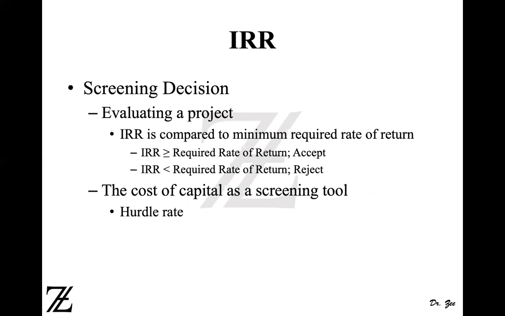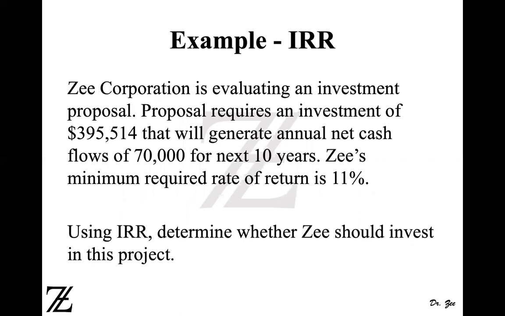Now, if you accept the other 7 projects, then which project you're going to invest in first, second, and third depends on your ranking decision, and IRR also does the ranking decision, which we'll be discussing in the later part of the video. So let's start with the example now. Z Corporation is evaluating an investment proposal.